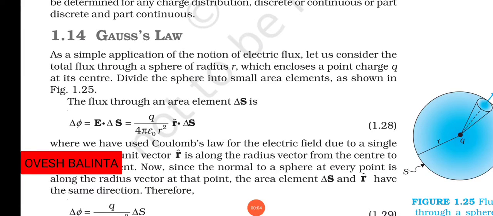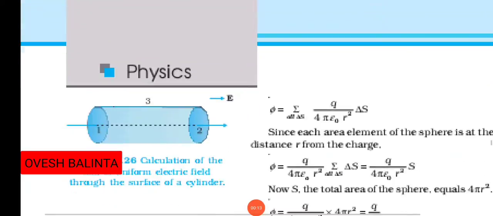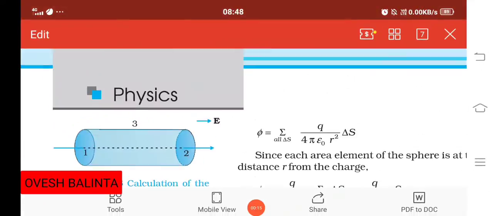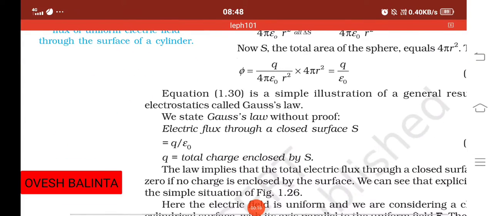I am going to talk with you about our topic. Yesterday we already discussed Gauss law. In Gauss law there are some important points. So, Gauss law is equal to what? Phi is equal to Q upon epsilon 0.